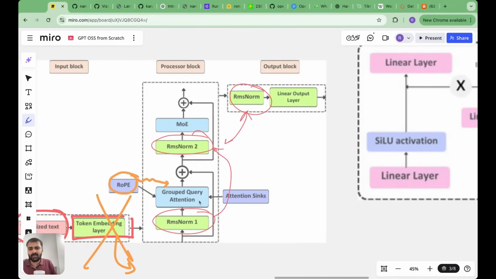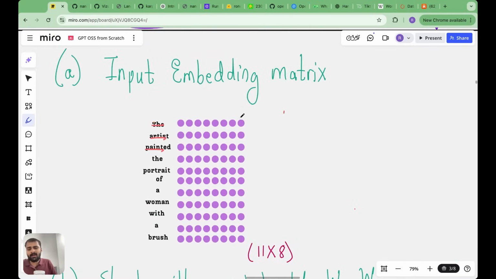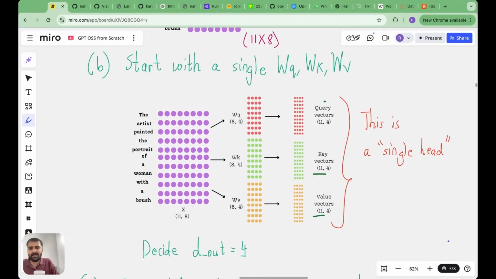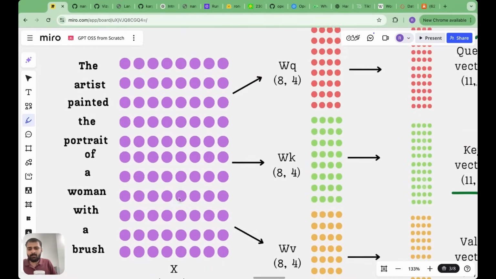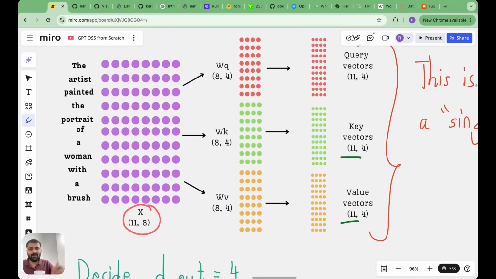before it enters this attention block, every word is now an embedding, right? Based on the embedding dimension. GPT OSS uses 2880. So this would be 2880. Now, what happens in the attention mechanism is that we take this input. So the input matrix is now 11, comma 8. We will multiply it with these trainable matrices, which are called the trainable query matrix, trainable key matrix, and the trainable value matrix, right?